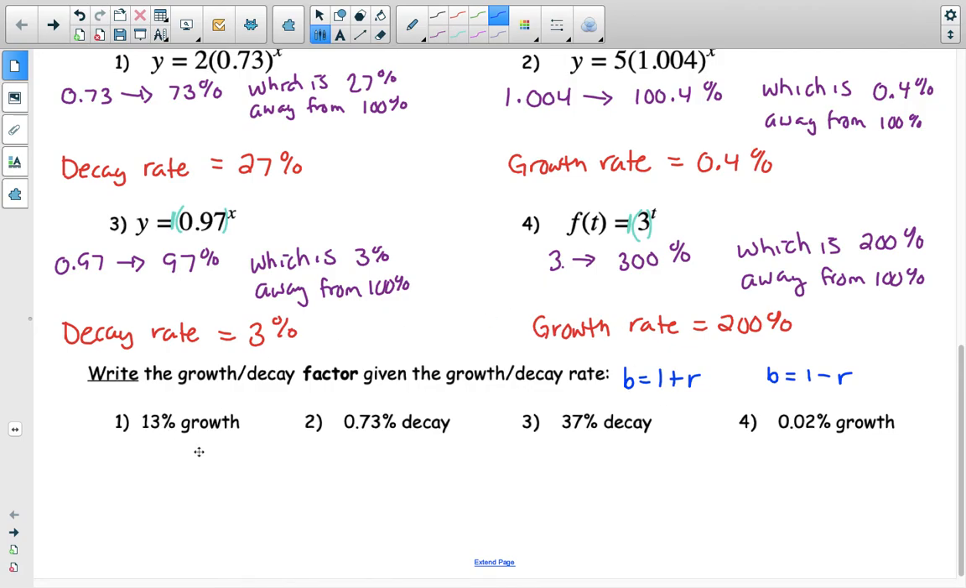So we're going to have 1 plus the decimal rate, not the percentage. We're going to take this 13%, and we need to change it to a decimal. So we're going to take our decimal after the 13 and move it to the left twice because we're undoing the percentage. So this is equal to 0.13 only. Since it is a growth, we're going to do b equals 1 plus 0.13. So our growth factor, our b value, is 1.13.